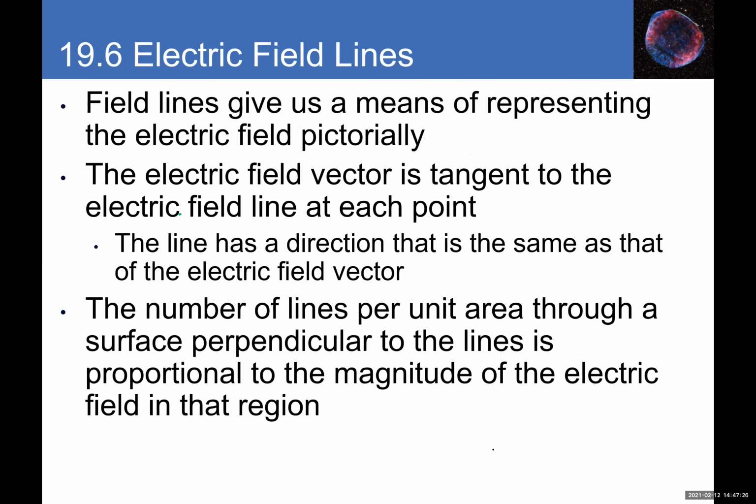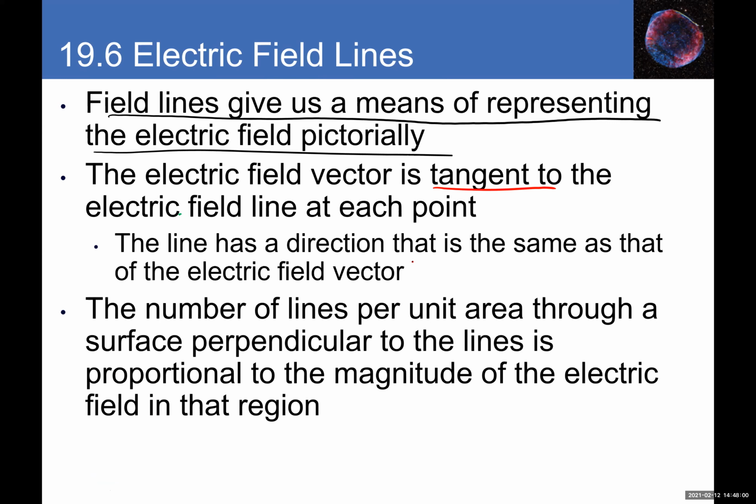All right, so the next thing we can do in terms of those electric fields is make the diagram look a little bit simpler for us by drawing what we call electric field lines. So field lines, you can see, are not the same as the electric fields. Electric field lines give us a means of representing the electric field pictorially. So the electric field vector is always going to be tangent to the electric field line that we're going to be drawing. Okay.